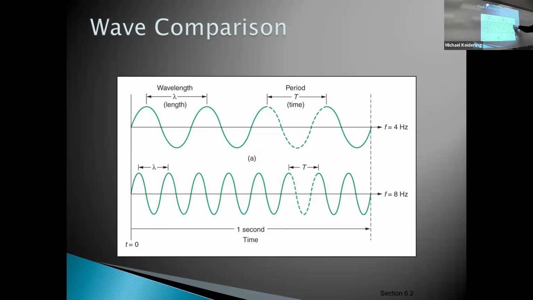So here we can have a wave with 4 hertz and then 8 hertz. It's half the period. And if they travel at the same speed, it will also have half the wavelength, because it turns out there's a relationship between frequency, wavelength, and speed.